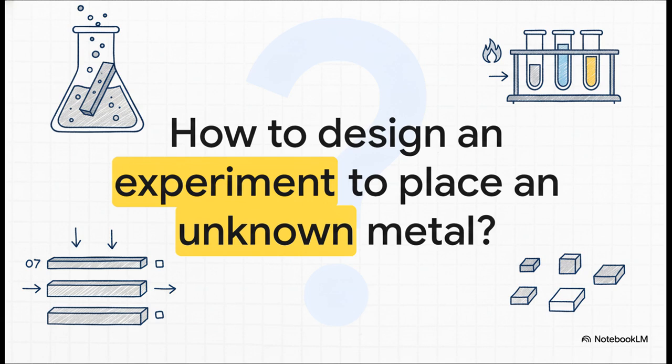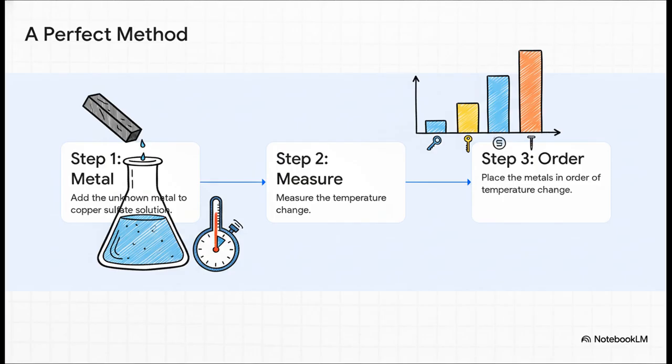Before you start scribbling down ideas, let's see what the perfect method looks like, according to the people who do the marking. And look at this. It's actually way simpler than you might think. The mark scheme boils it down to just 3 steps. 1. Add the metal to a solution. 2. Measure some kind of change. Temperature is a great one. And 3. Put the metals in order based on that change. That's it. A clear, logical process that gets you all the marks.